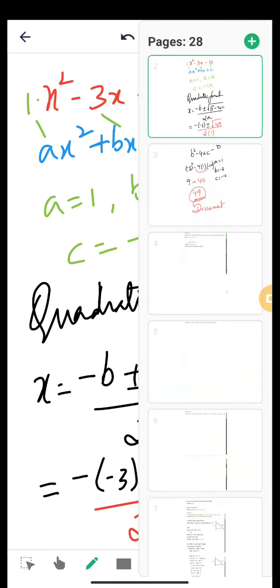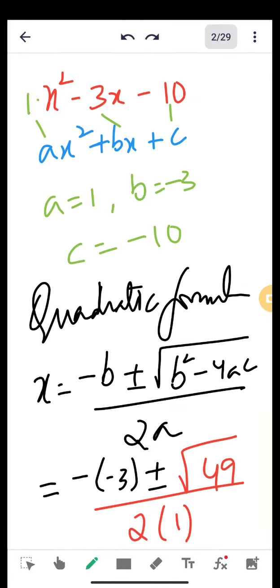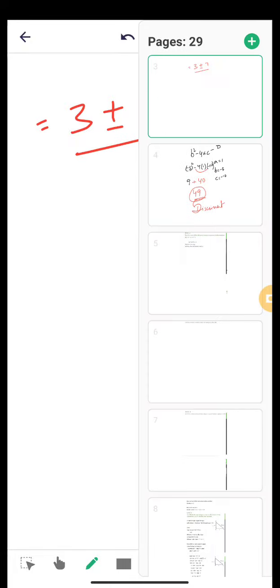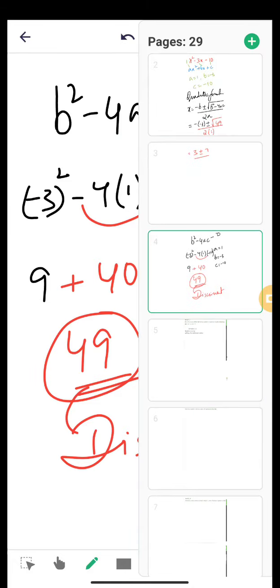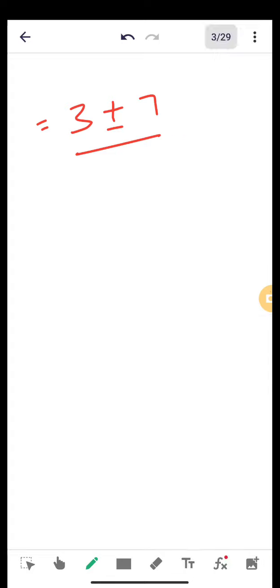Now after this, let's continue. What we have got here is minus of minus 3 plus or minus root 49 by 2. So minus of minus 3 becomes plus 3, root of 49 is 7, by 2 into 1. Minus of minus 3 becomes plus 3, root 49 is 7, and 2 ones is 2, so by 2.